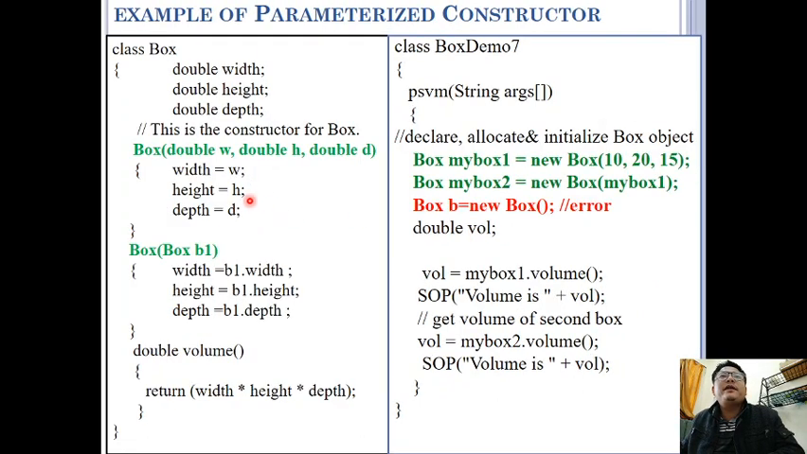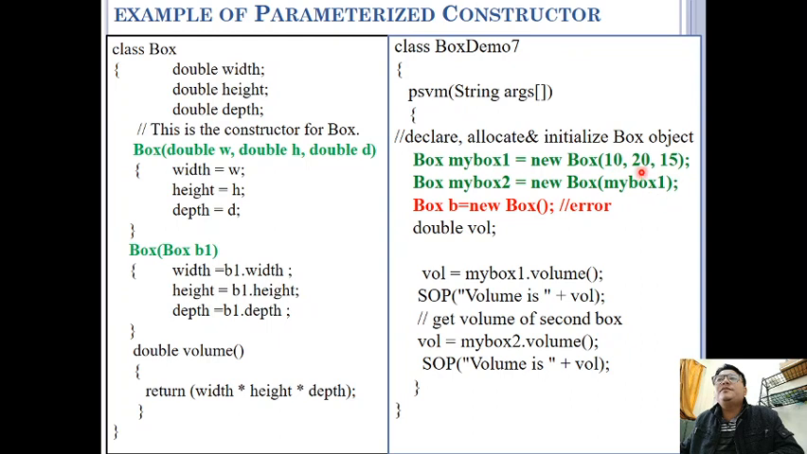Now coming to the parameterized one. Here I use two constructors, box with one parameter and box with three parameters. I have not written the default constructor in order to save space over here. So whenever an object is created with three parameters, it will invoke this.